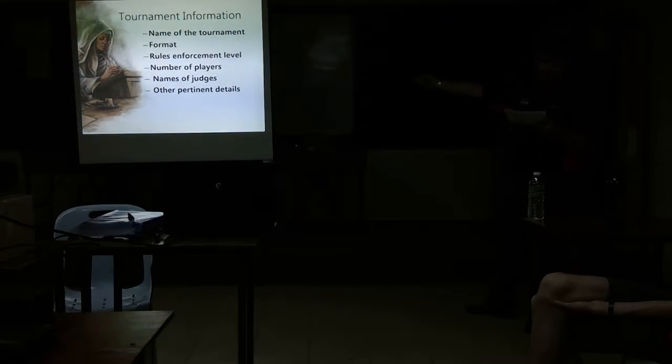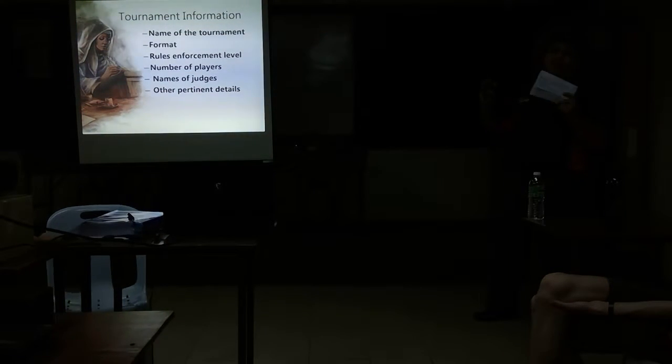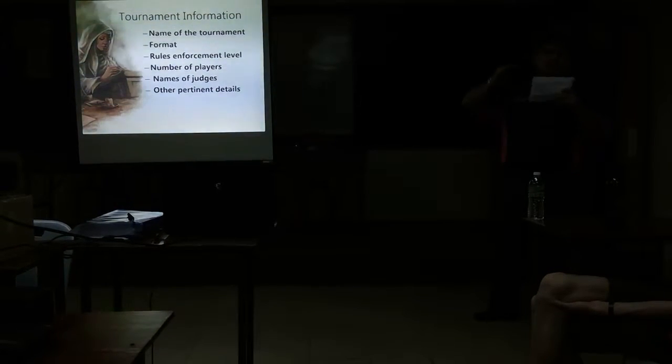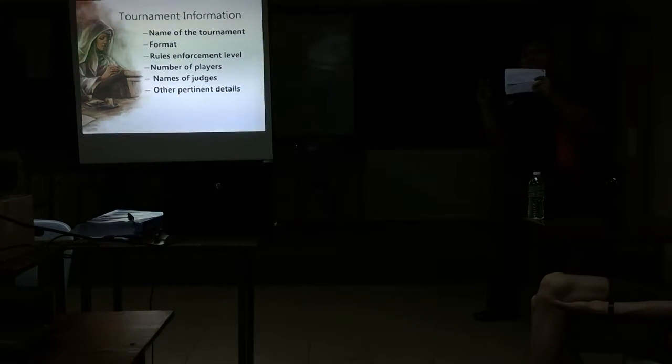This usually includes the following, for those who have written tournament reports: the name of the tournament, format, the rules enforcement level, the number of players, the names of the judges, and other pertinent details. When writing this section, try to limit content to what is necessary for your reader to understand the tournament. Just be practical. For example, if you're trying to write about the first day of a large GP in Japan, and there's a judge team of 120 judges, don't write the names of the 120 judges in your report.